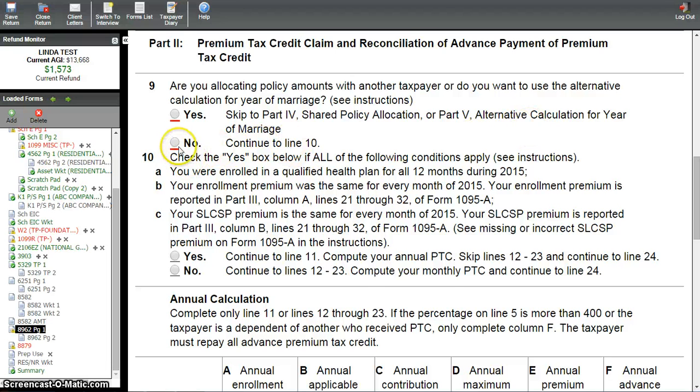For our purposes, the answer to number 9 will be no. And then number 10 asks whether the amounts on the Form 1095A were the same during all 12 months of the year, or if there was some variation on the form.